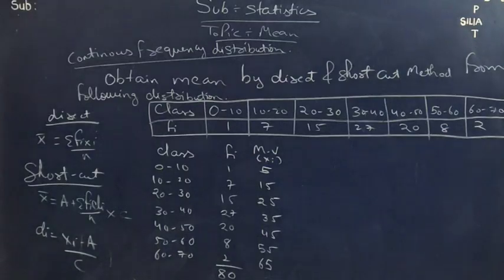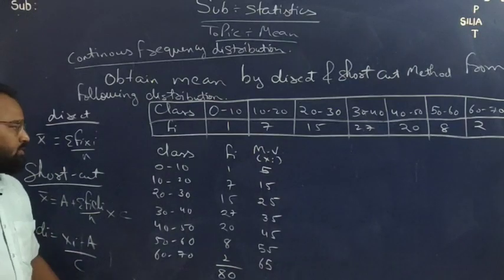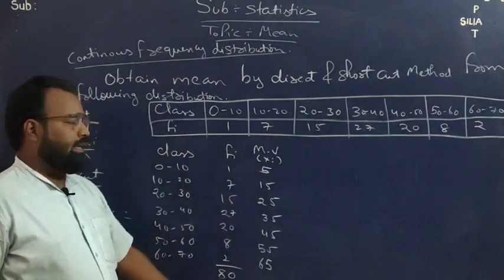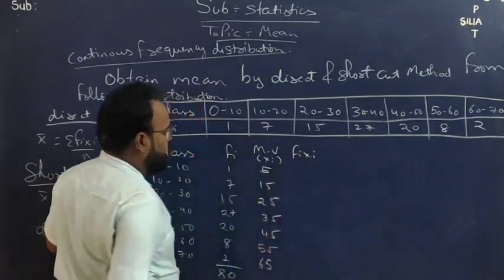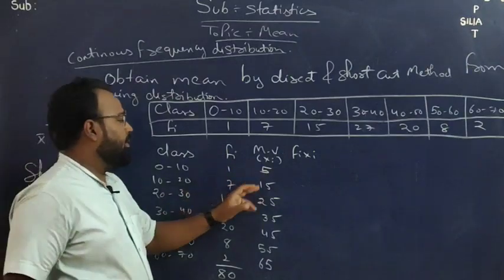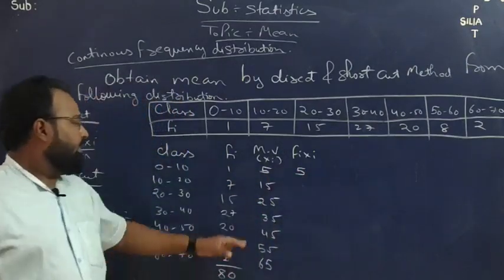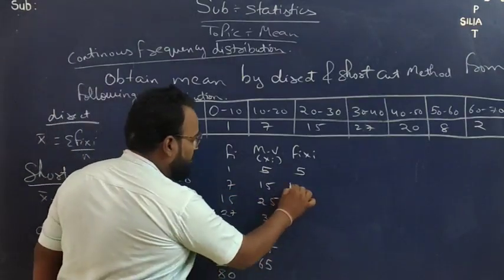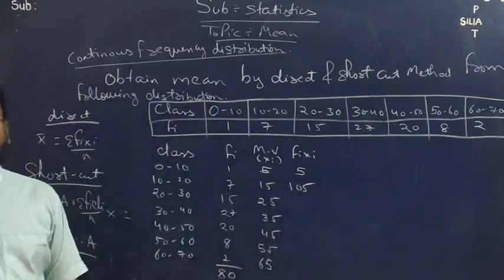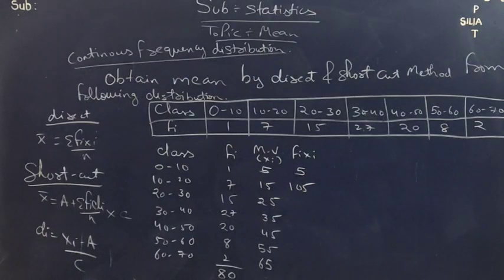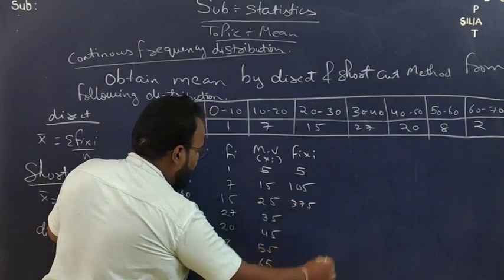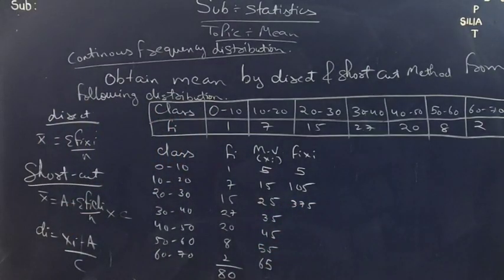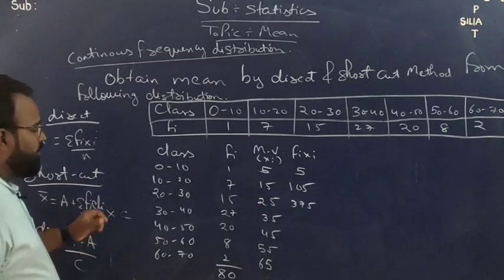As we are doing the sum by the direct method, the formula is sigma fi xi upon n. So here fi is there, xi is there. Now we have to do the multiplication, that is fi into xi. 1 multiplied by 5, that is 5. Then 7 into 15, that is 105. Then 25 into 15 equals 375. Then 27 multiplied by 35, that is 945.